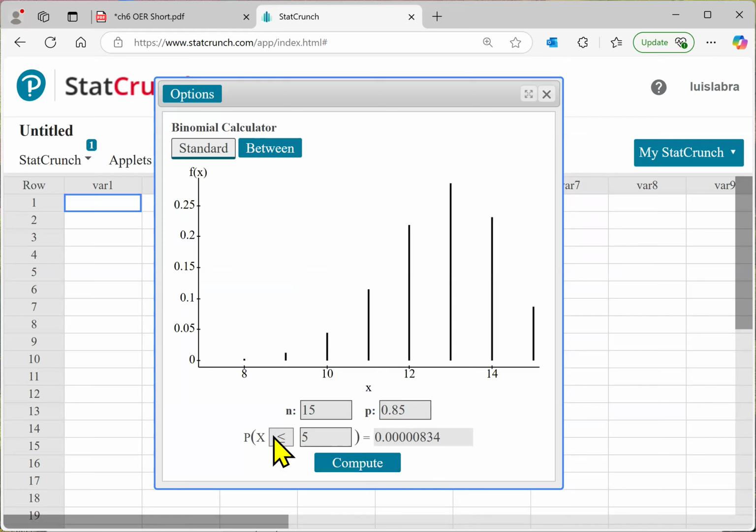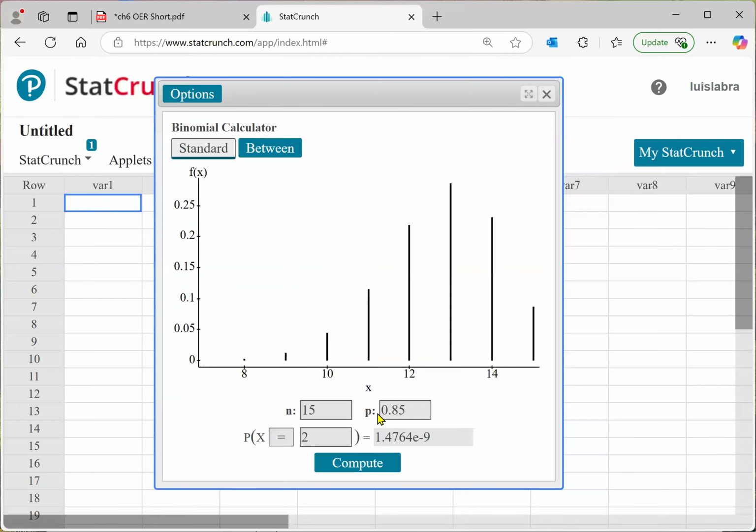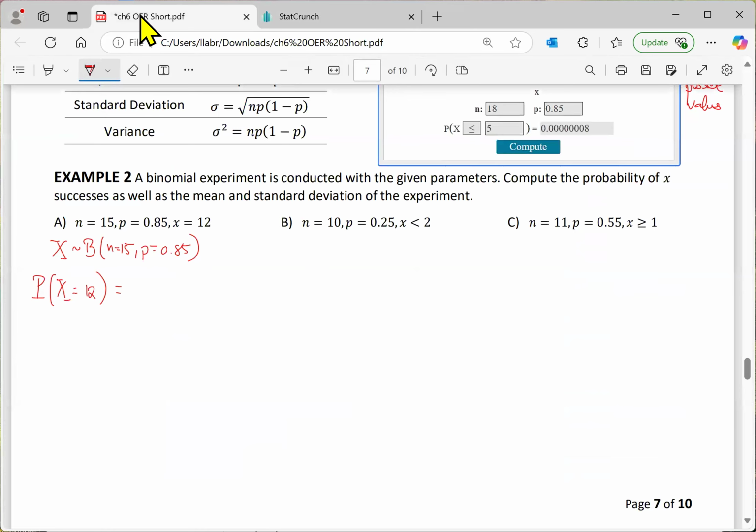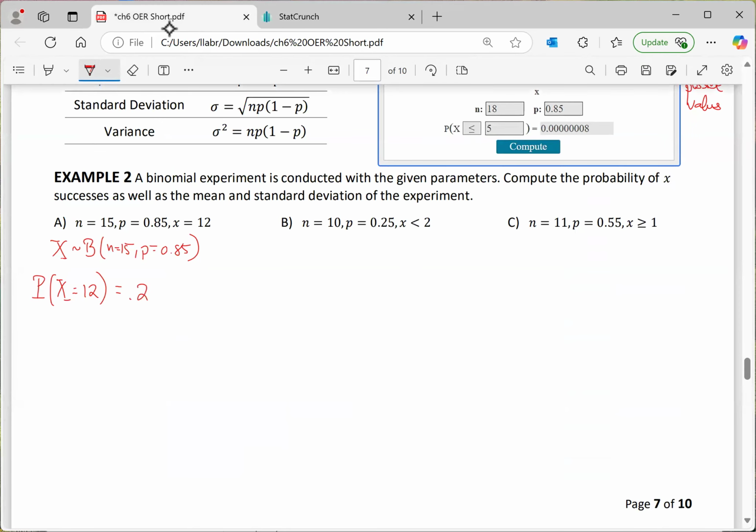Here is the picture, and I'm going to change this to x equals 2. Sorry, was it 2? The probability of x being 2 is ridiculously small. Oh, I'm sorry, not 2, 12. Let's fix that. All right, so that probability is 0.2184. And there you have it. That's how we find probability.